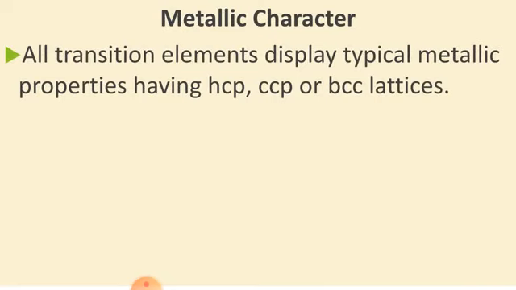Now students, let us focus on the metallic characters. As you know, the d block also contains metals, that is, the s block, d block and f block are totally metals. So all transition metals display typical metallic properties. That means they show all the properties which belong to metals. They have the SCP, CCP and BCC lattice. HCP means hexagonal close packing, CCP means cubic close packing, and BCC means body centered cubic packing. This is studied in solid state, unit 1.